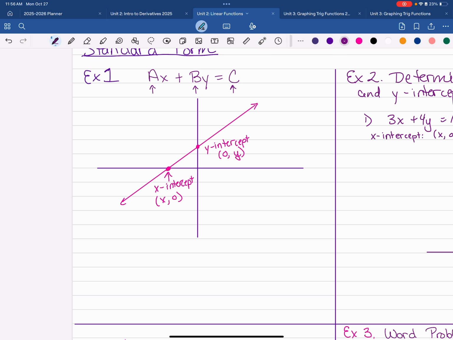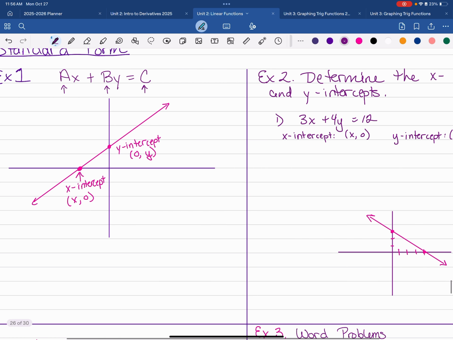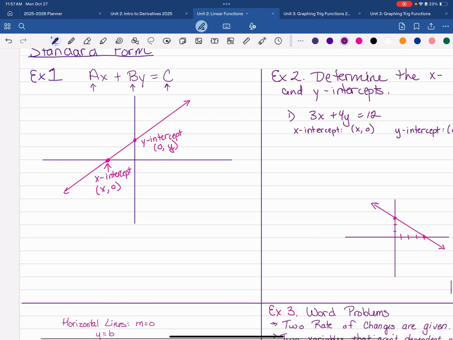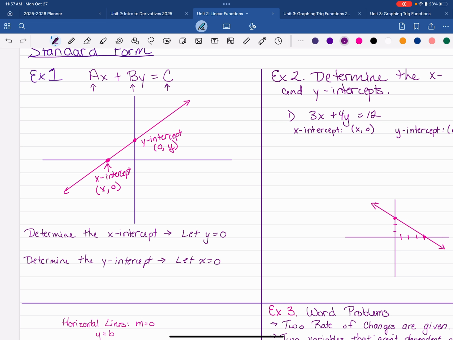And so when we determine the x and y intercepts, when we're determining the x-intercept, we're going to let y equal 0. And when we determine the y-intercept, we're going to let x equal 0. So for the y-intercept, we let our x value equal 0 because we know that ordered pair is going to have a 0 in our x. And for the x-intercept, we let our y equal 0 for the opposite.